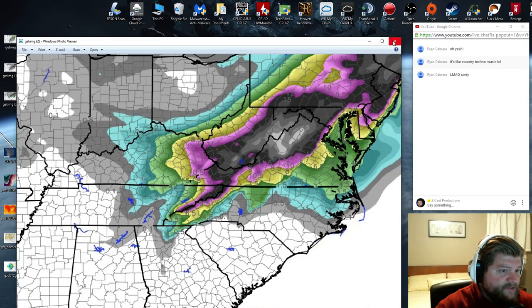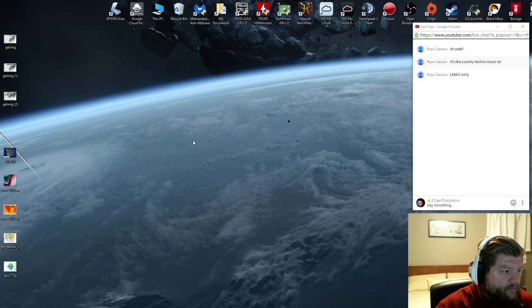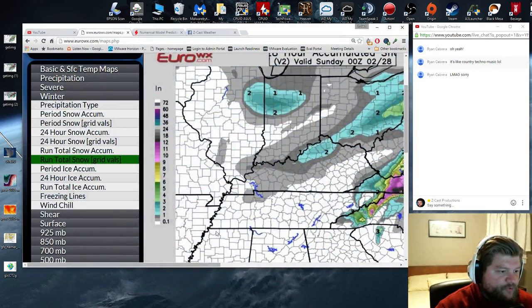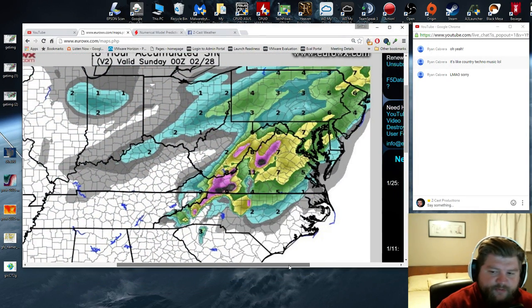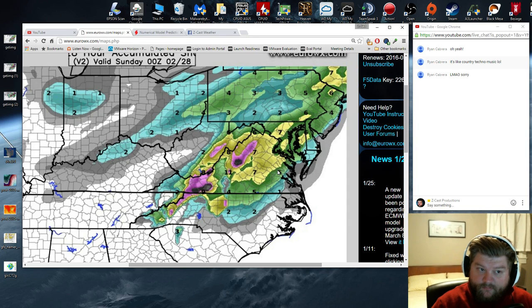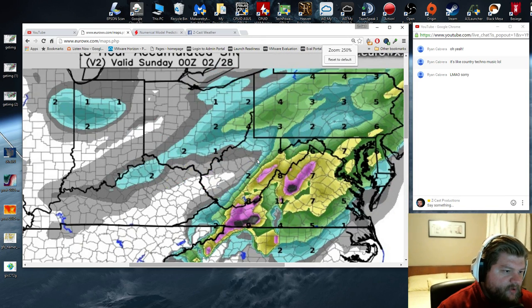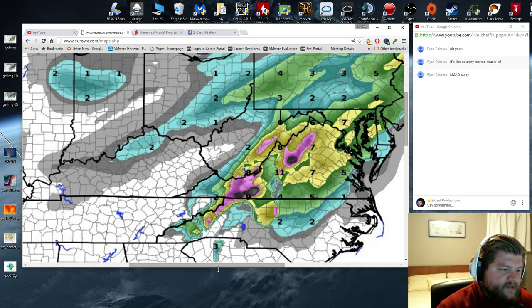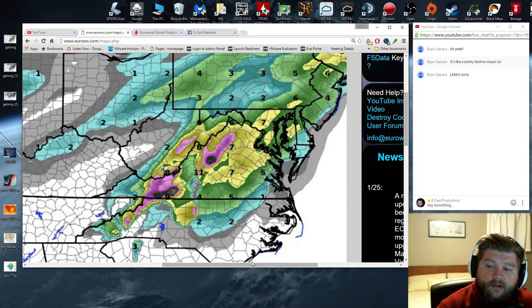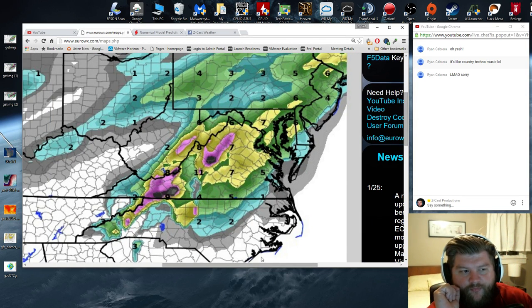But if you've noticed, and I don't even have the image up. Sorry, guys, a little sloppy. But here's the latest run, right? And it looks significantly less, right? So everyone was thinking the storm's going away, it's going to be more rain, it's going to be less snow. This is why I think that's not the case, though.